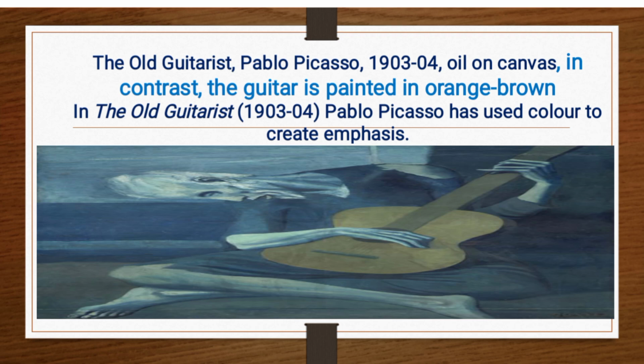But the guitar is painted orange-brown by contrast, and this made the work stand out. So the guitar itself is what formed the emphasis, created with the aid of contrast, using the orange-brown.